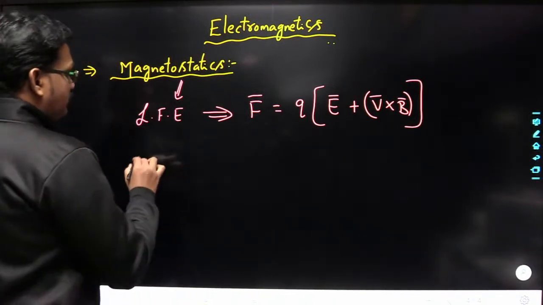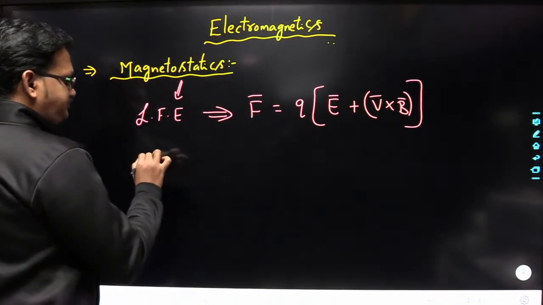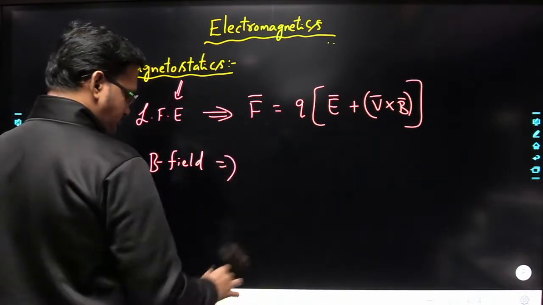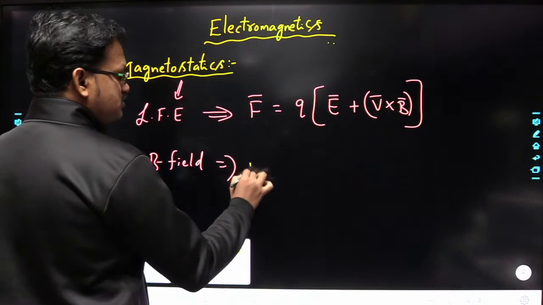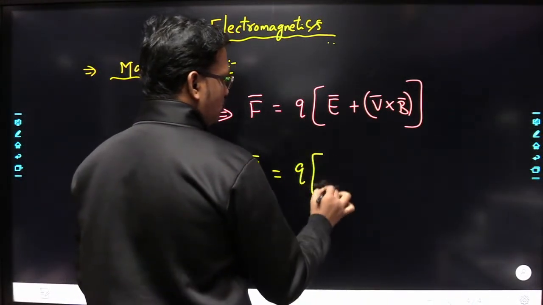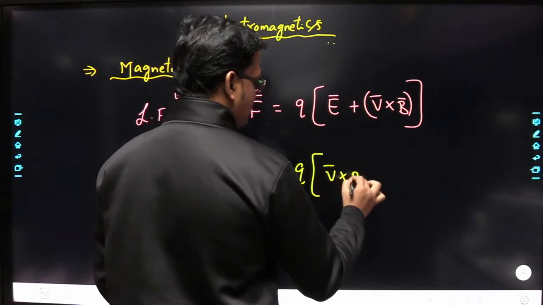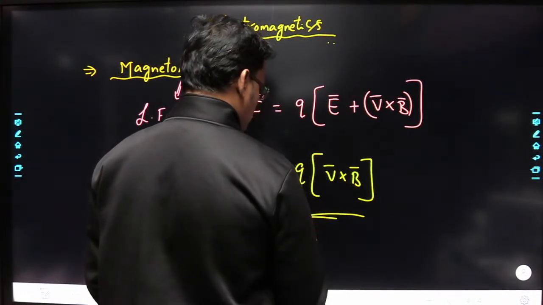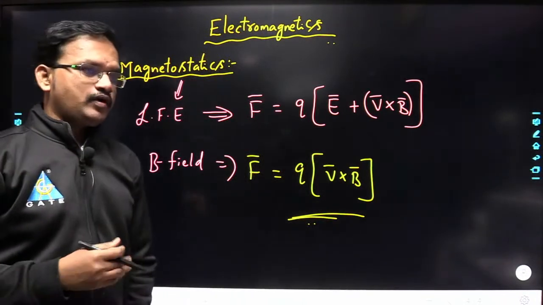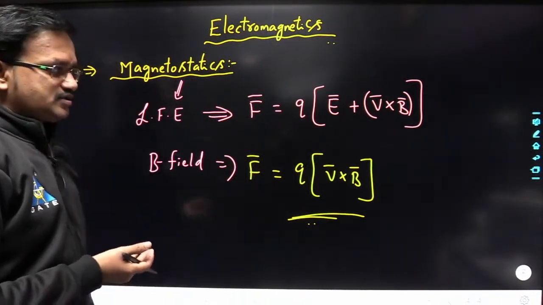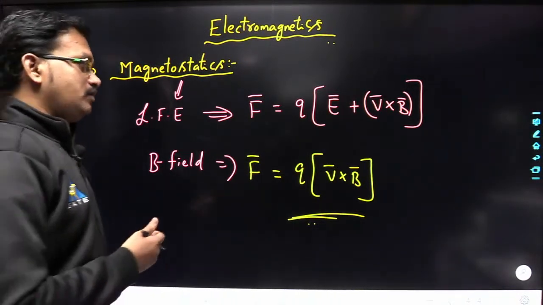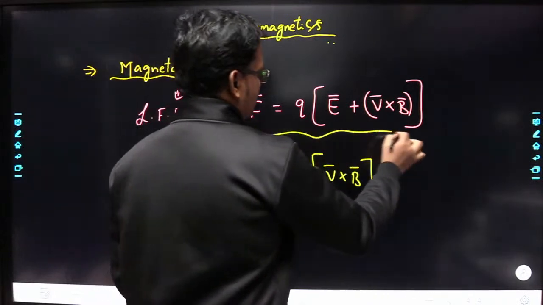Now, if I consider only the B field here, for the B field the Lorentz force equation is F bar is equal to Q into V bar cross B bar. Understood? Based on this Lorentz force equation, we have seen different types of applications, and we have solved different types of problems based on this Lorentz force equation.